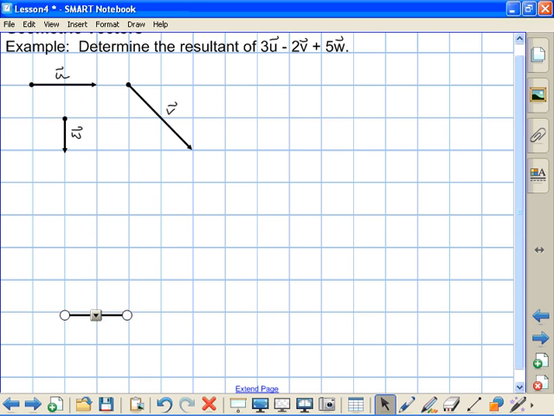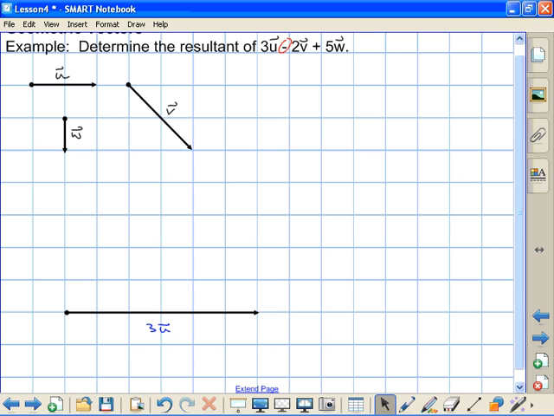So here is 1u, and I'm adding 3 of them. So there's 2, there's 3. So there is 3u. Now I need negative 2v. I'm going to subtract 2v.